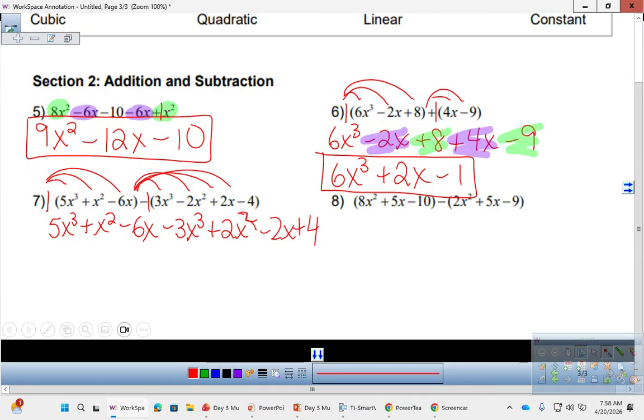Oftentimes I have kids just look at the x cubes and say it's 8x cubed. It's 8x to the third. And just combine like terms right away. You have to distribute first, or you're going to get it wrong. All right, so distribute and then combine.